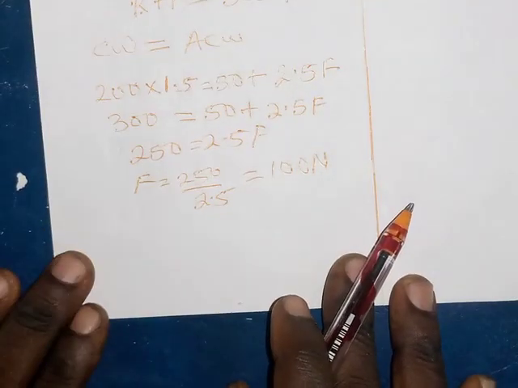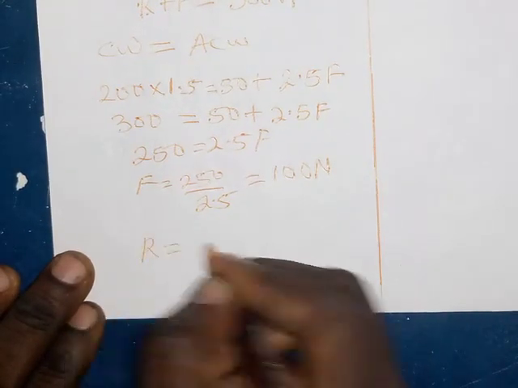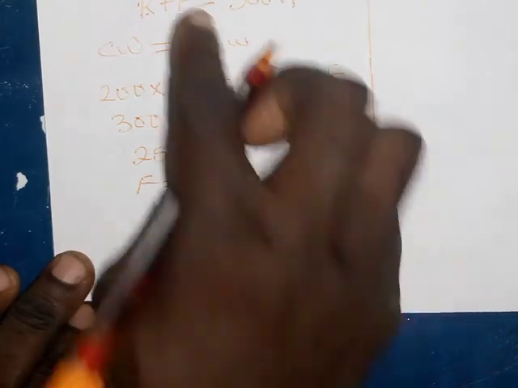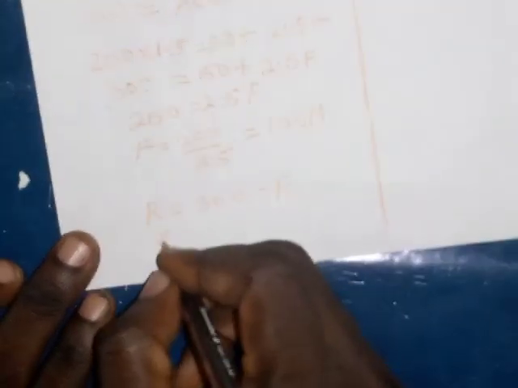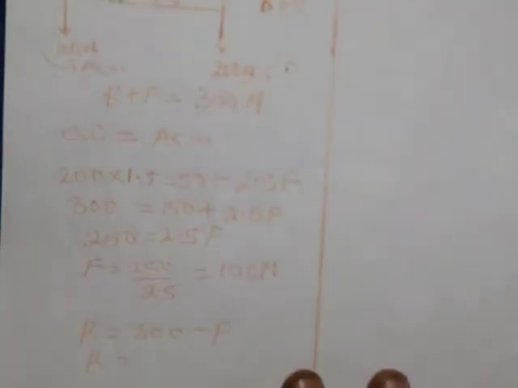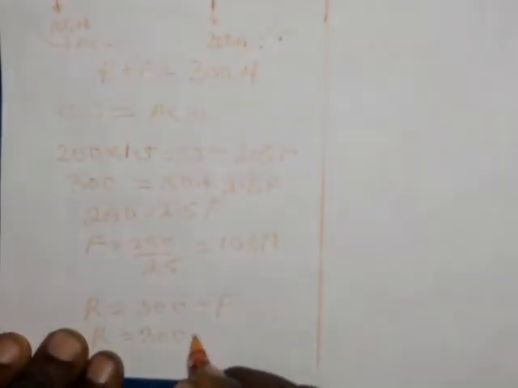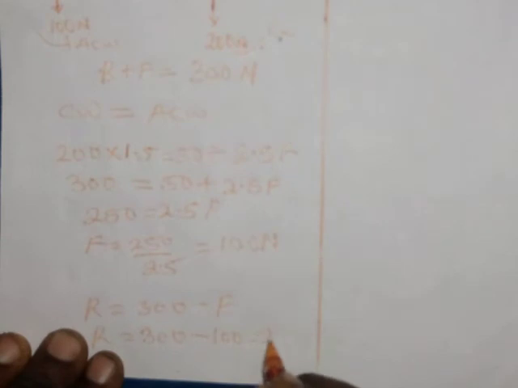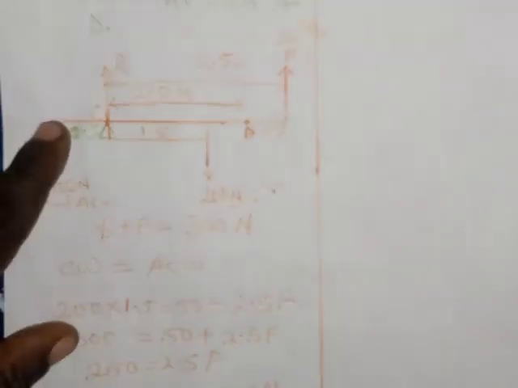Then we can now get the reaction, because we have to calculate the reaction again. So the reaction arrow is going to be 300 minus F. So arrow equals 300 minus 100, which is equal to 200 Newton. So that is the reaction at C now, and the force F. So this is the solution to the problem.